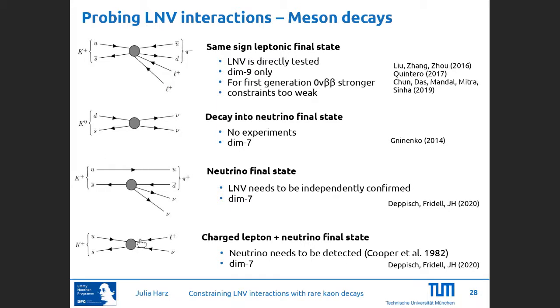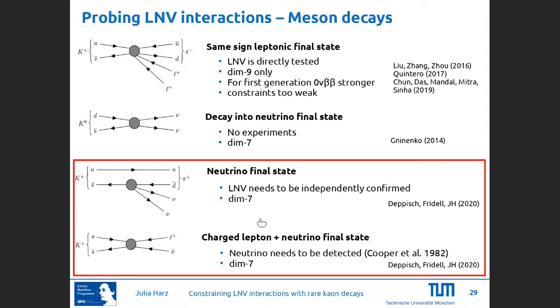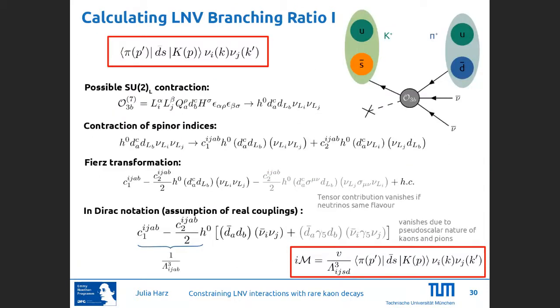Then we have the ones with neutrinos in the final state: either the decay of a K plus into a pi plus and neutrinos, or a K plus into a charged lepton and a neutrino. What we will focus on now is the neutrino final state. The reason is, A, we can constrain it with current and future experiments, and B, we don't expect the big suppression that we would have for the 9-dimensional operator. So what do we do?